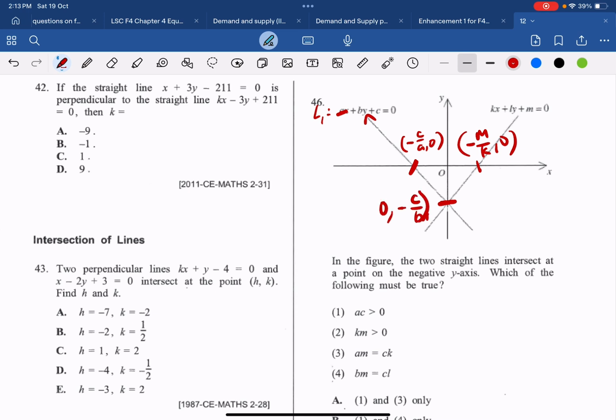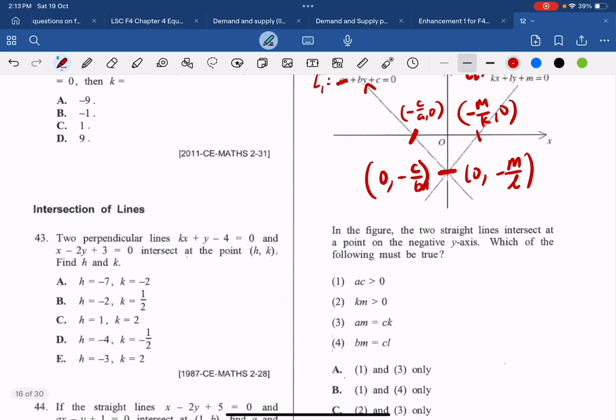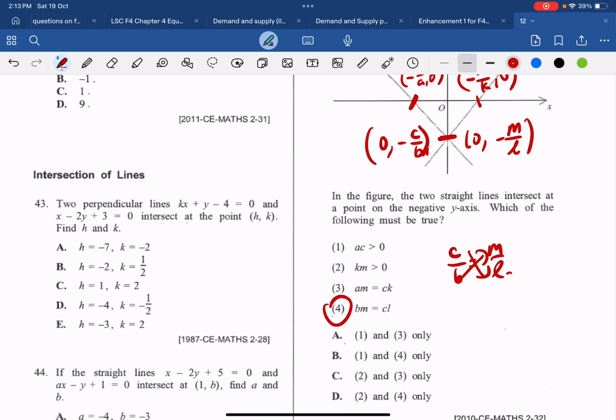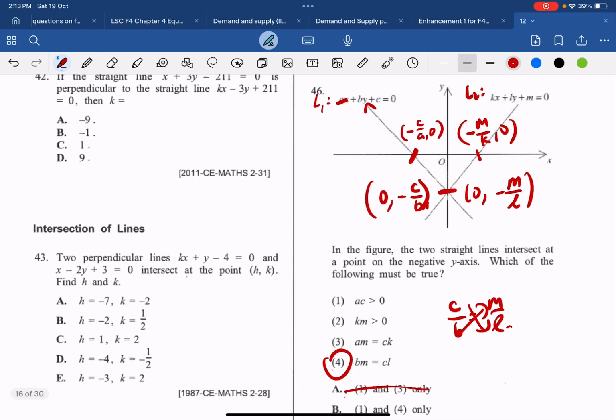And then for L2, the y-intercept would be 0 and negative m over L. So again, you know that c over b equals m over L. So you do cross multiplication, 交叉相乘啦, you would know 4 is correct. Okay, so now it leaves you whether 1 or 2 is correct.